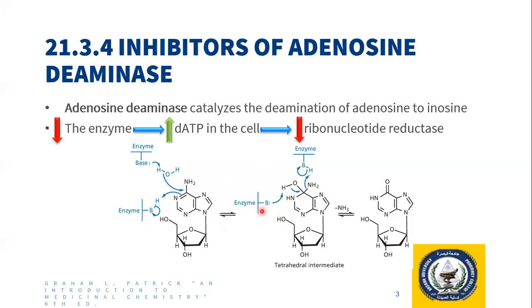Then the base comes back in and abstracts this hydrogen from the hydroxyl group. This will form a double bond, and that will kick out the nitrogen at the same time. The nitrogen will abstract the hydrogen from the base, and that will regenerate the base, which will regenerate the enzyme. Loss of ammonia will form the inosine from the tetrahedral intermediate. Where's the tetrahedral part? This is the tetrahedral part.